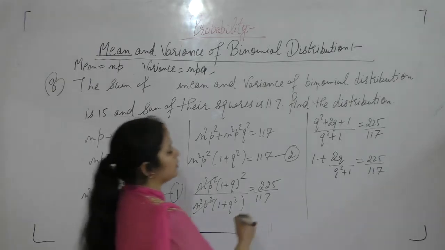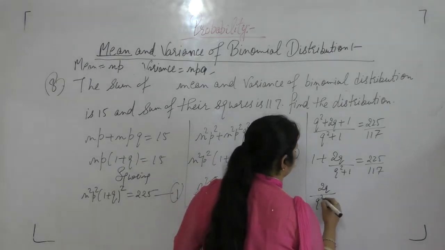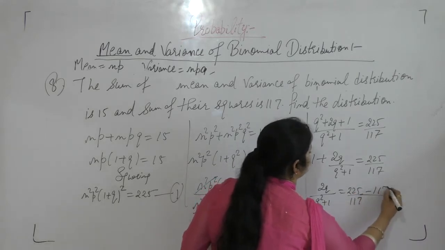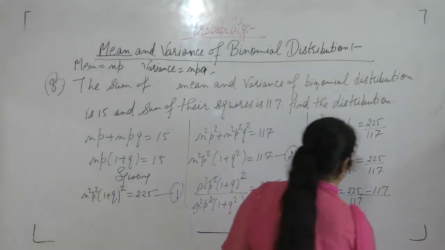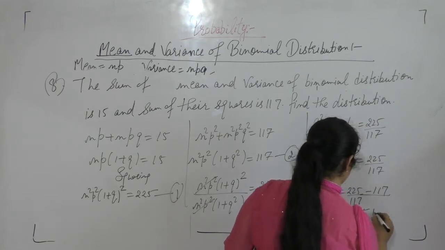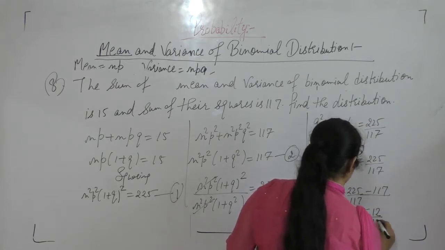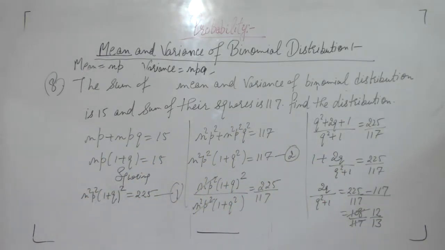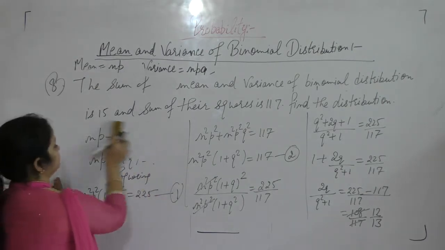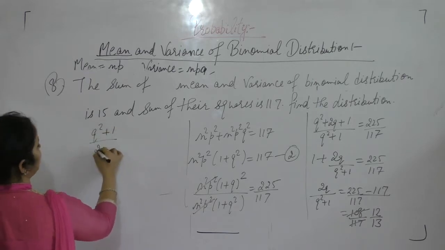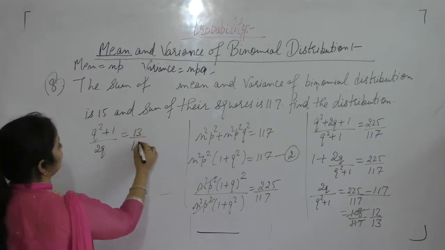So 2q upon q square plus 1 is 225 upon 117 minus 1. After taking LCM, we get 12 upon 13. So in the next step, q square plus 1 upon 2q is 13 by 12.